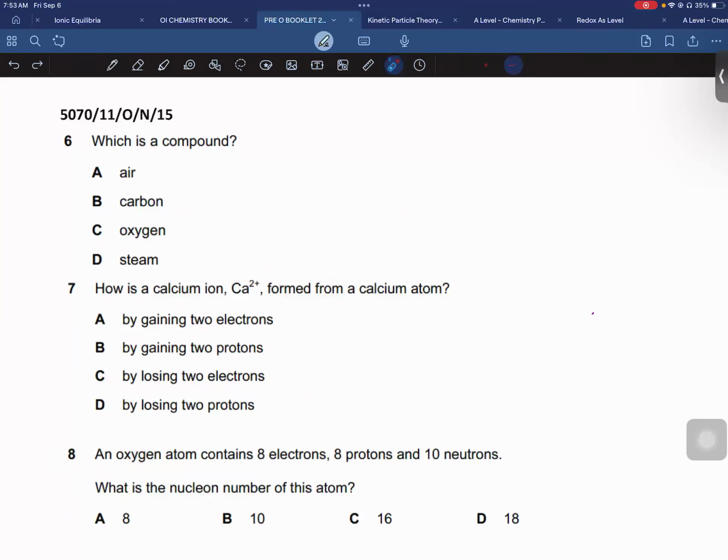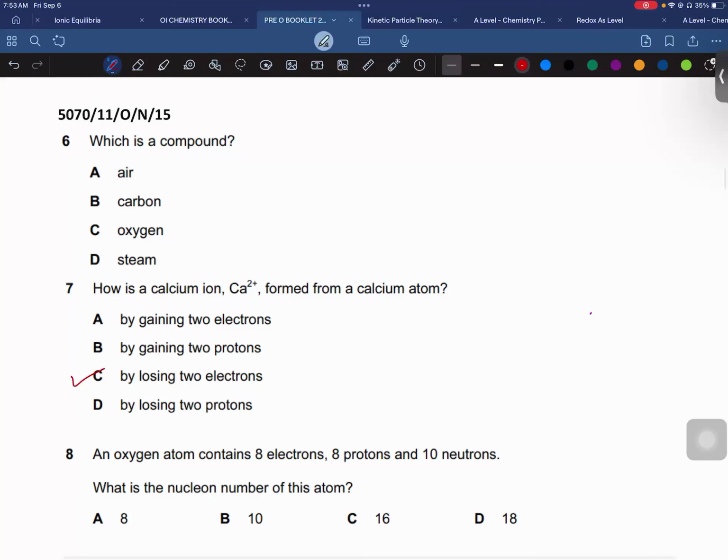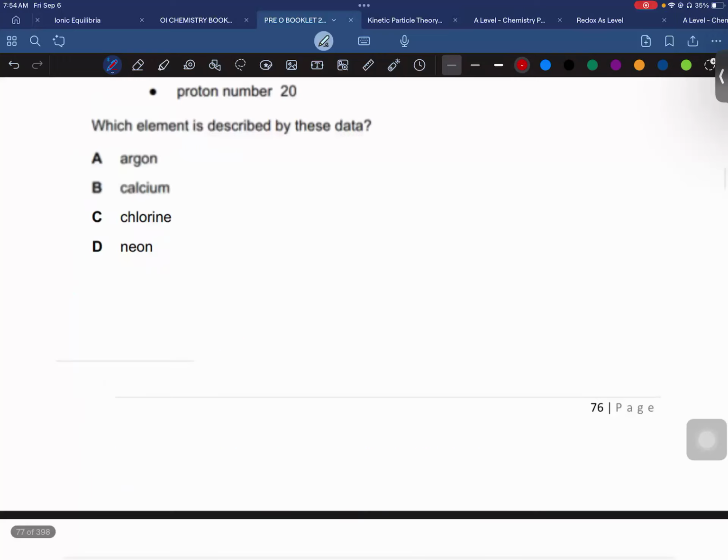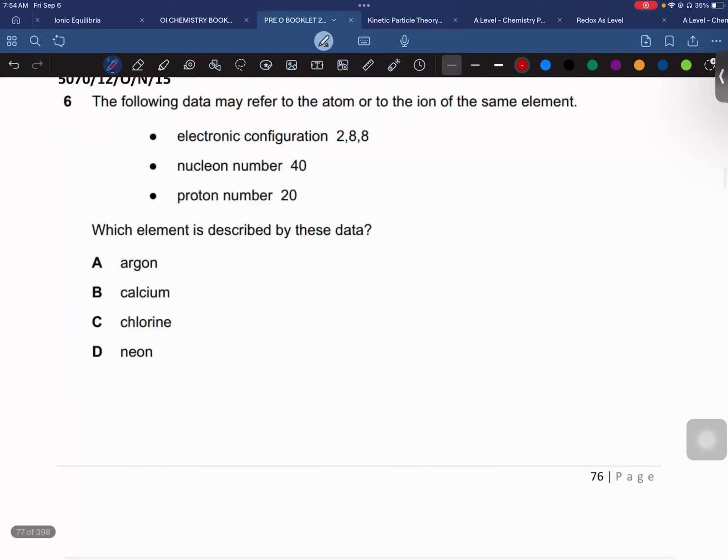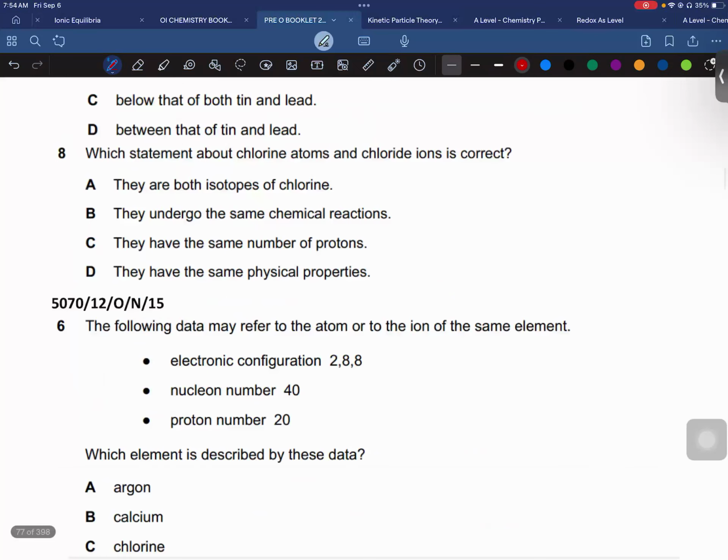How is calcium ion Ca2+ formed from a calcium atom? By gaining 2 electrons, or by losing 2 electrons? So it's by losing 2 electrons. When something loses electrons, it forms a cation. It forms a positive ion, right? Easy or hard? Easy.